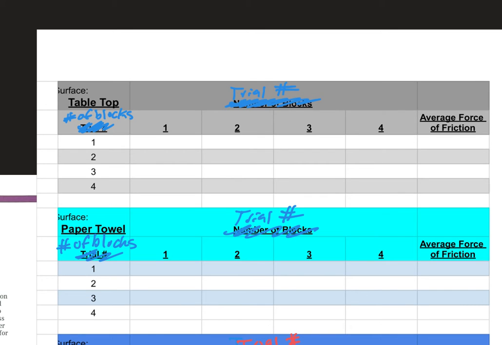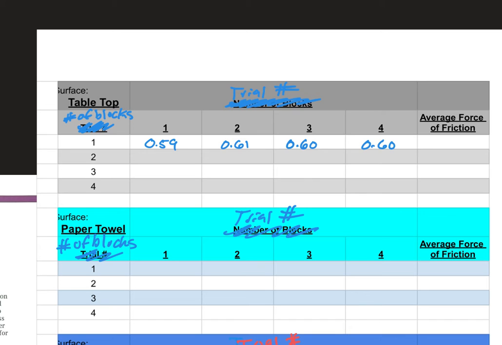All right, so on the tabletop, we're going to record the data that we got as we did these. So for the tabletop, with one block, we had, for trial 1, an initial force of 0.59. For 2, we had 0.61. And then for 3 and 4, we had 0.60 and 0.60.